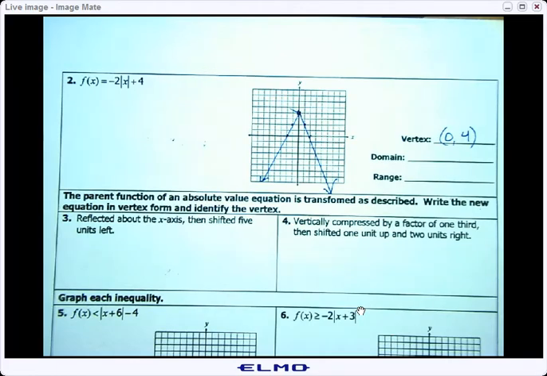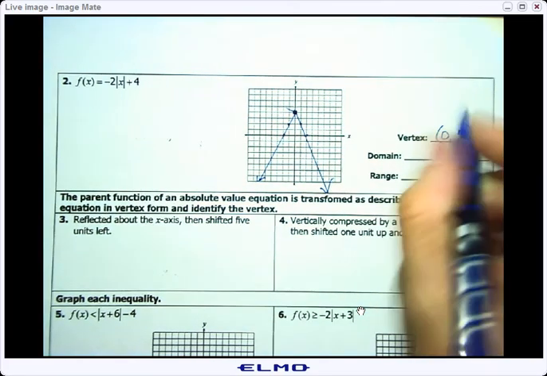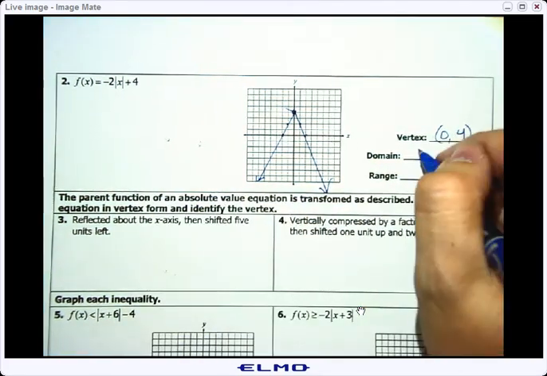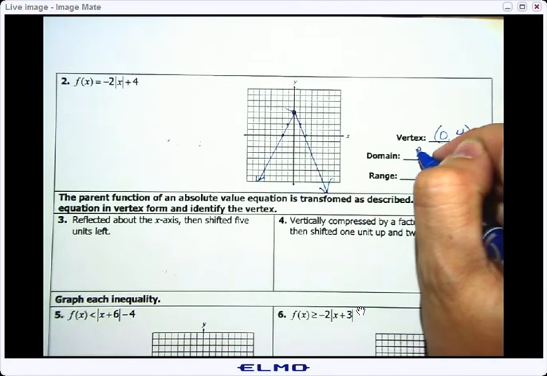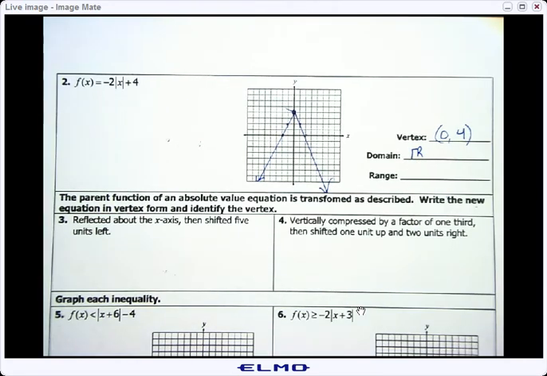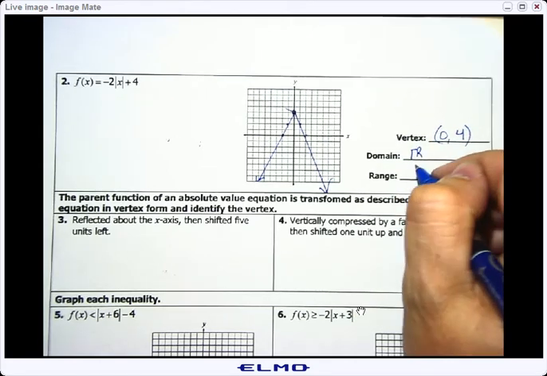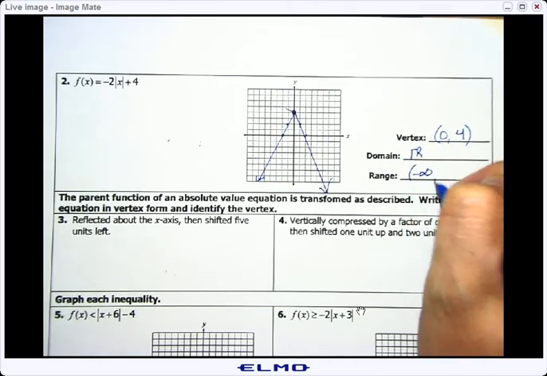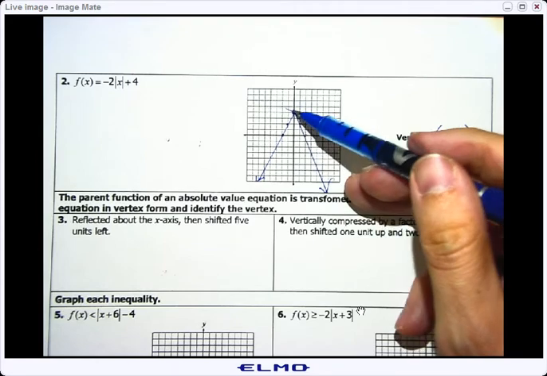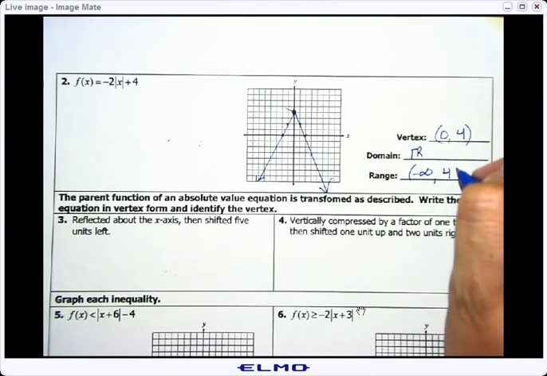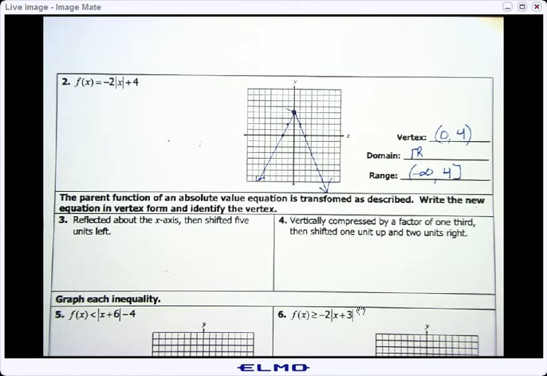All right, the domain, again, how far left and right, it keeps moving left and right, so your domain is all real numbers. Your range, the lowest it goes, well, it keeps going down, so that goes to negative infinity. Coming the other direction, the highest it's ever going to go is positive 4. So there's your range.